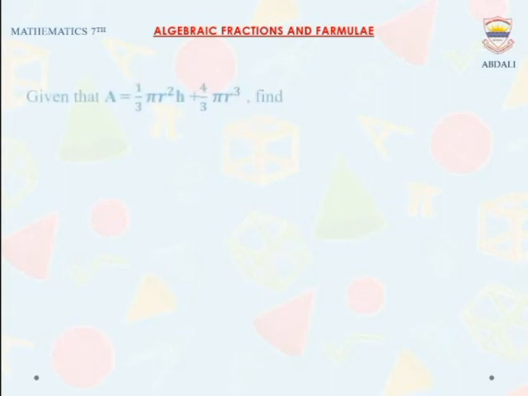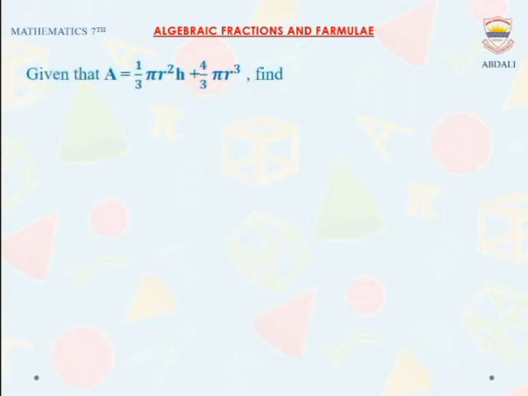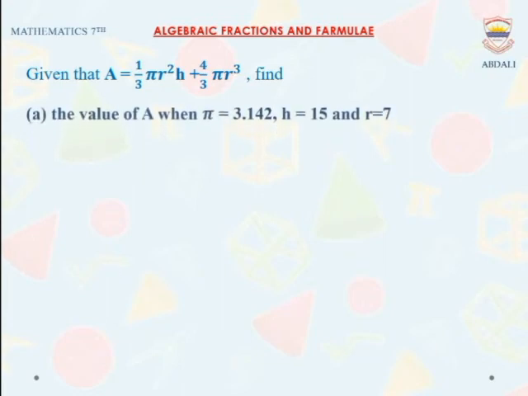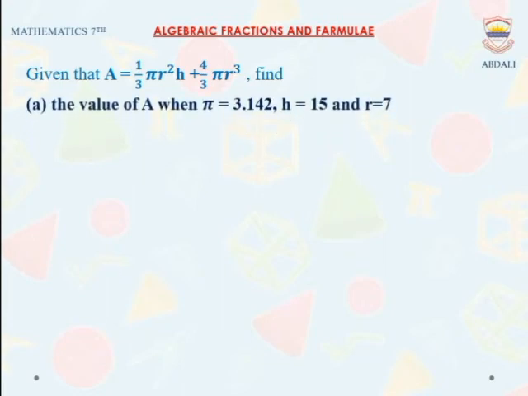So here is another question, which is given that A equals 1 by 3 pi r square h plus 4 by 3 pi r cube. Find the value of A when pi equals 3.142, h equals 15 and r equals 7. So here A is already the subject of the formula. So we just have to put the values and simplify it and find the answer.